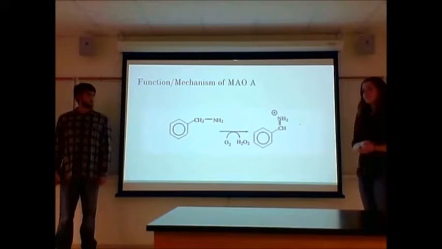MAO-A can be inhibited by MAO-A inhibitors, which prevent its function and function as antidepressants for some patients. This is due to the resulting increase in monoamines as the enzyme is no longer allowed to break them down, and for some patients this provides a very nice increase in mood.